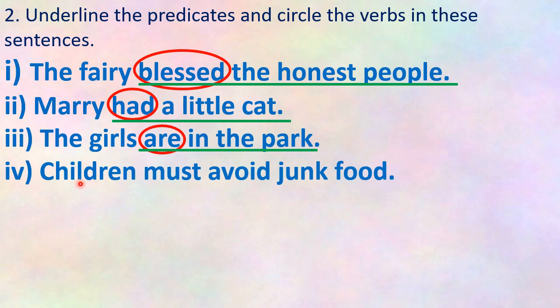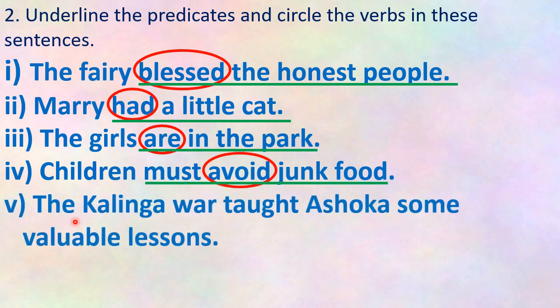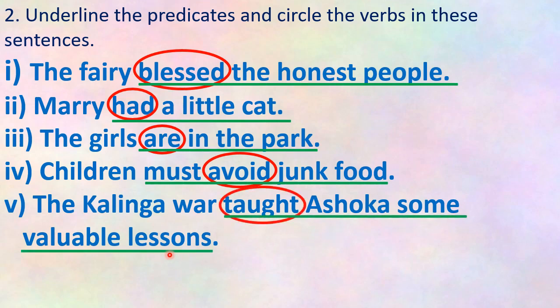So the subject is children and the remaining sentence that is must avoid junk food is the predicate. And what is the verb? Verb is avoid. Next, the Kalinga War taught Ashoka some valuable lessons. So it is about the Kalinga War that taught Ashoka some valuable lessons. So this is the predicate. And taught is the verb.